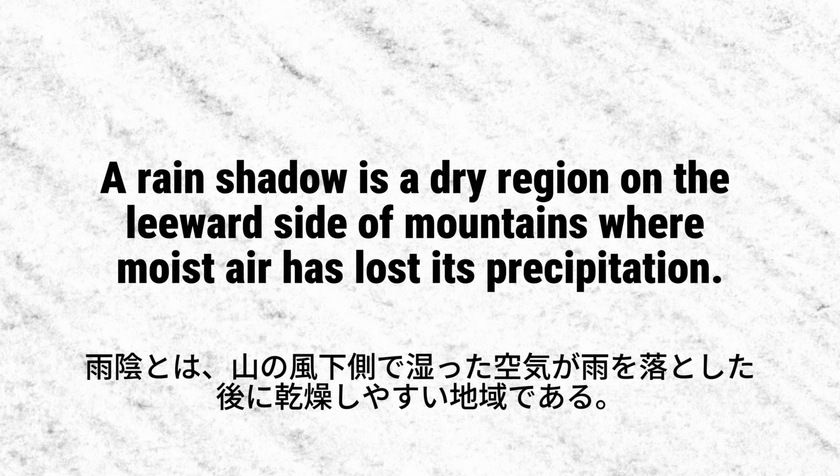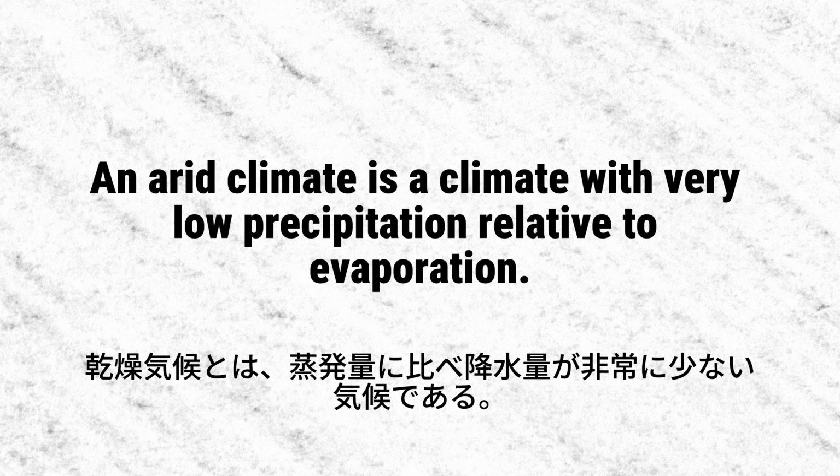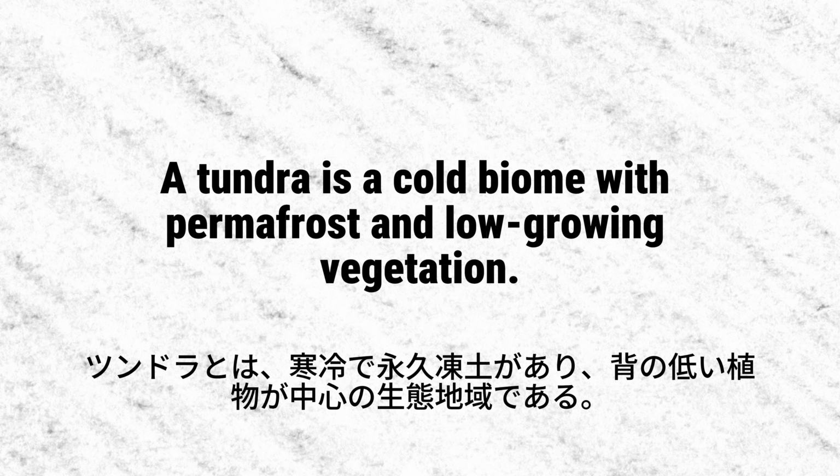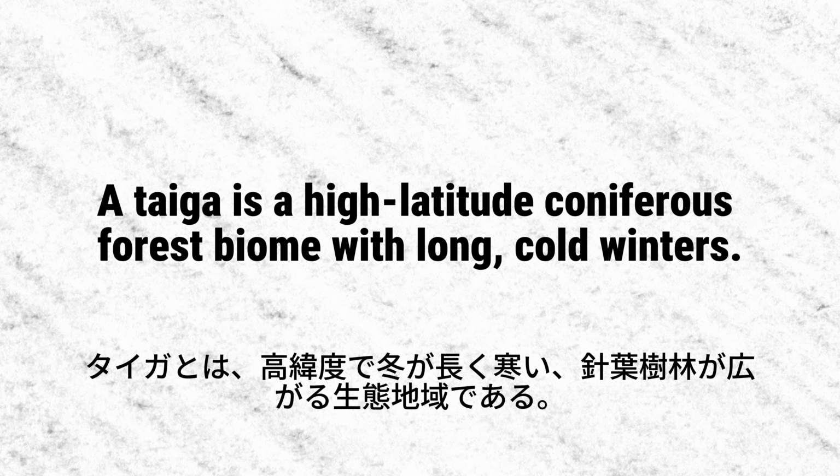A rain shadow is a dry region on the leeward side of mountains where moist air has lost its precipitation. An arid climate is a climate with very low precipitation relative to evaporation. A Mediterranean climate has dry summers and mild, wetter winters. A tundra is a cold biome with permafrost and low-growing vegetation. A taiga is a high-latitude coniferous forest biome with long, cold winters.